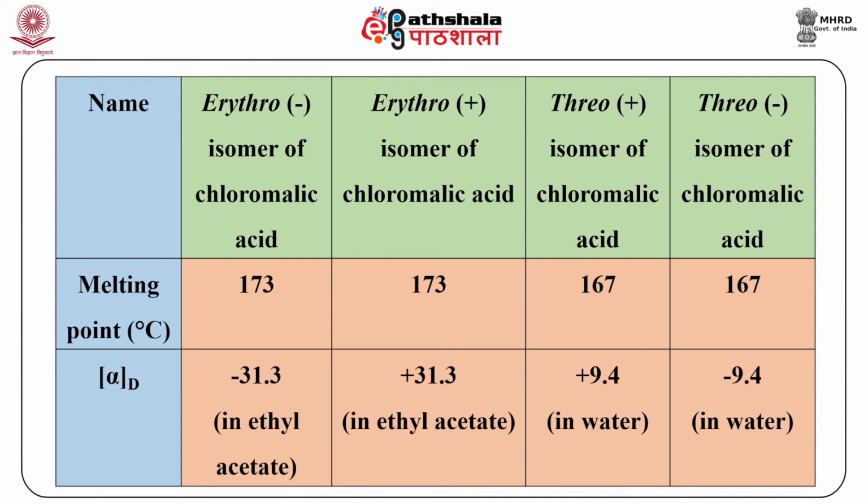The properties of the threo racemate are different from those of the erythro racemate. Thus, there are 4 optically active isomers of chloromalic acid and 2 racemates, as shown here in the table. The melting point observed is similar for the erythro minus and the erythro plus form. However, this differs from the other isomer of the threo form.